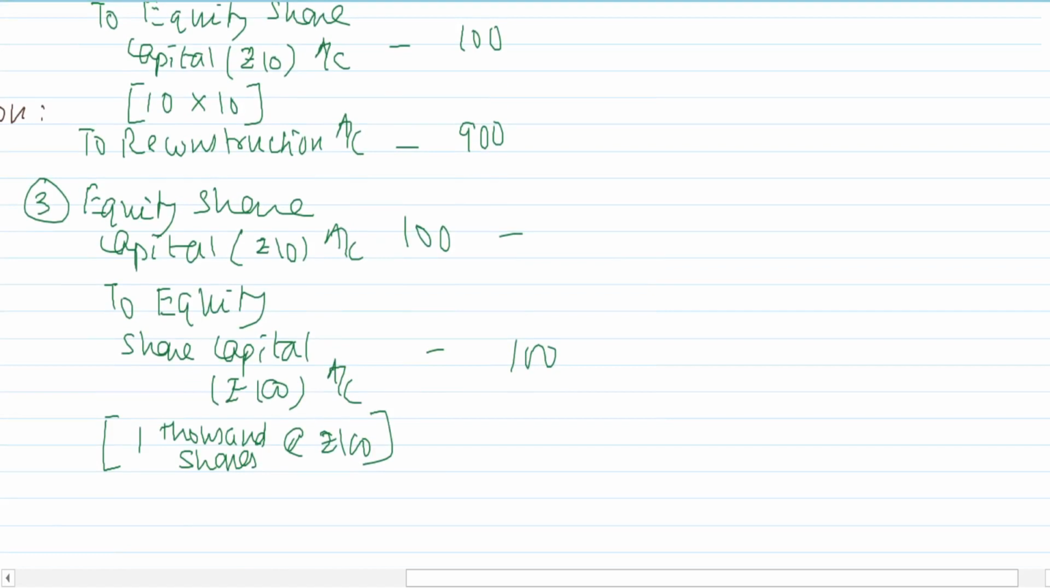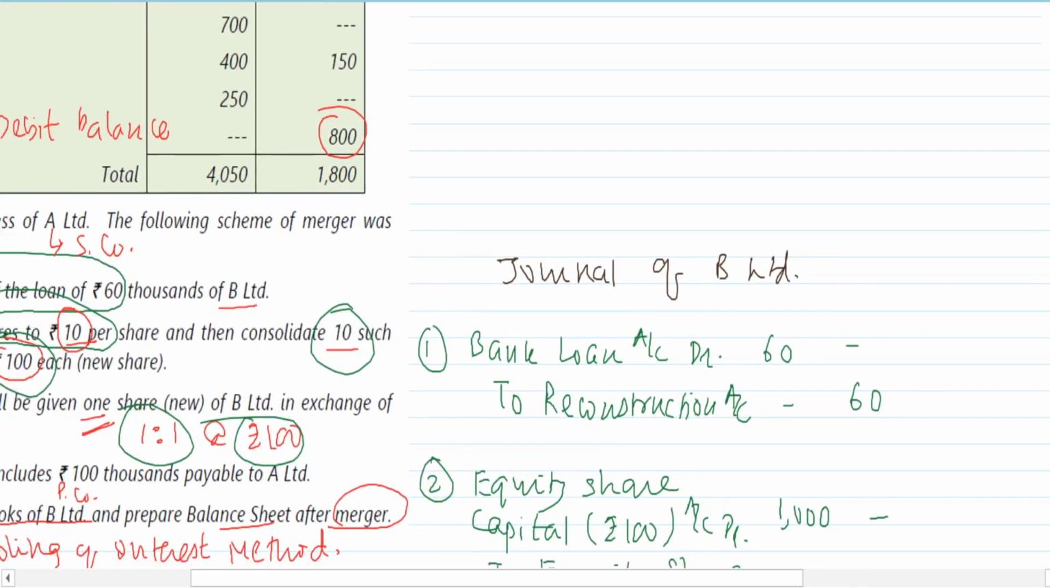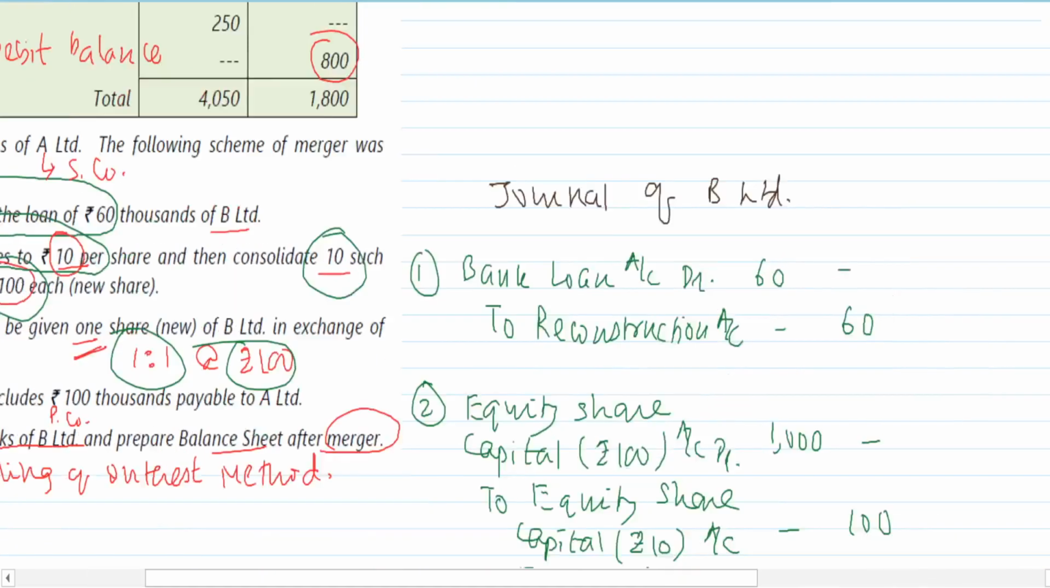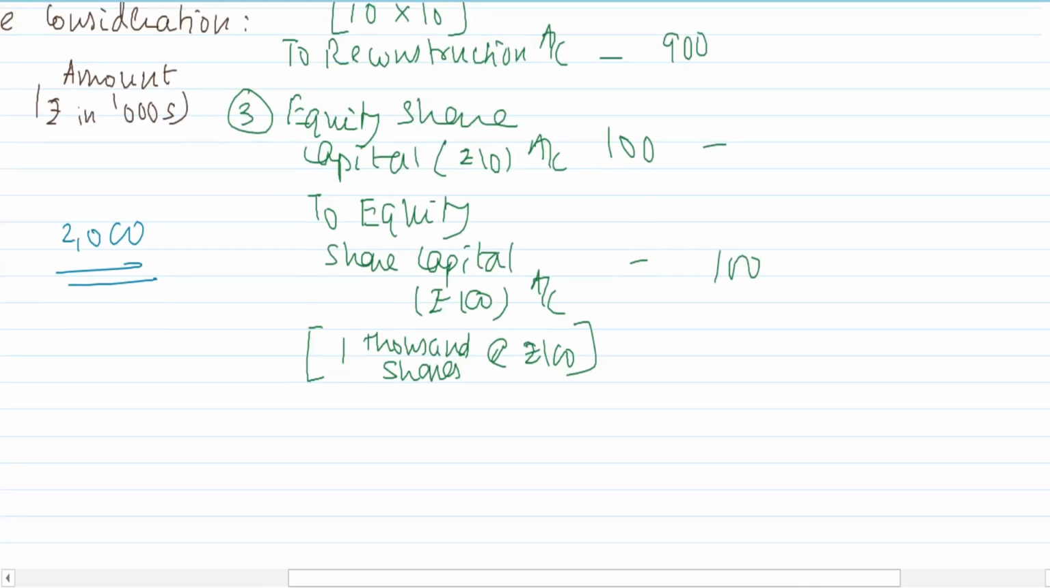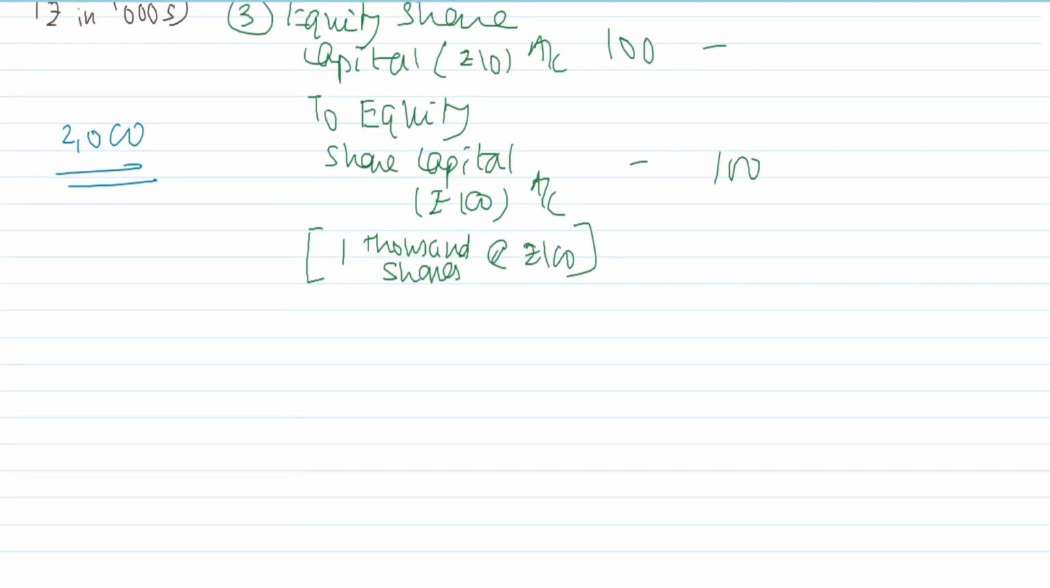The third accounting entry is only a transfer entry. From 10, I am making it 100, but the number of shares have now become only 1,000 shares. This balance in reconstruction will be now utilized. You can see there is an accumulated loss of 800. I will write off that loss now. I have sufficient money to do that.